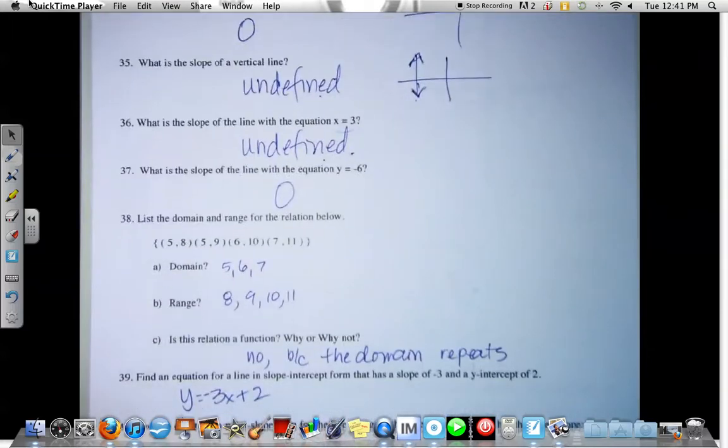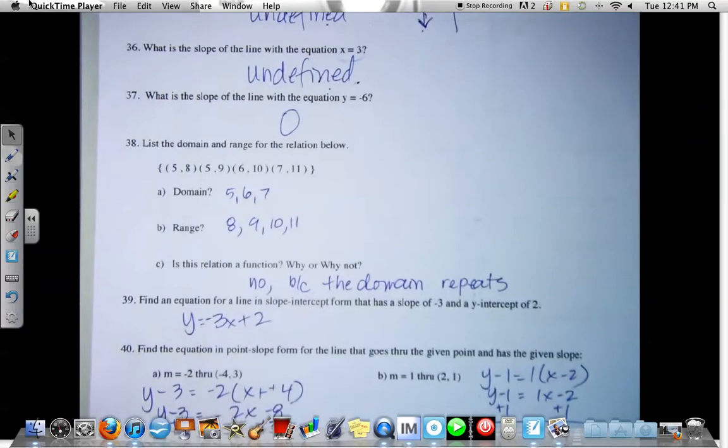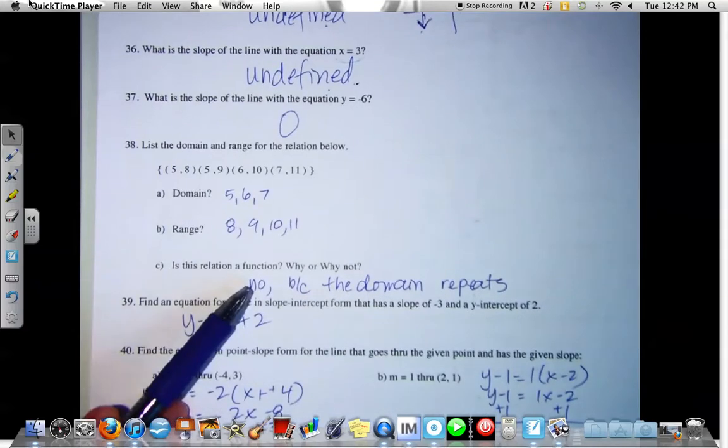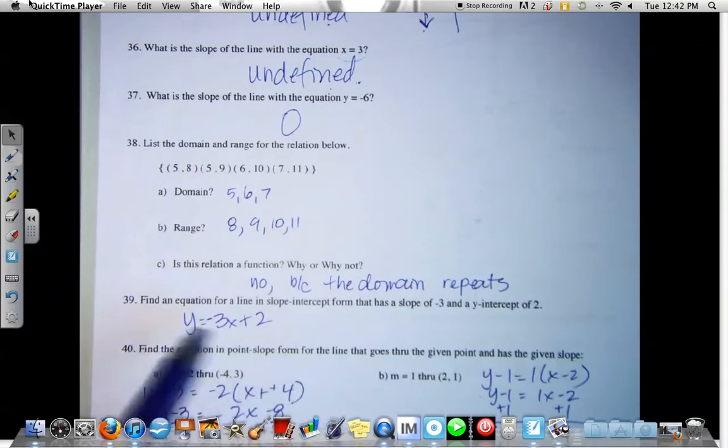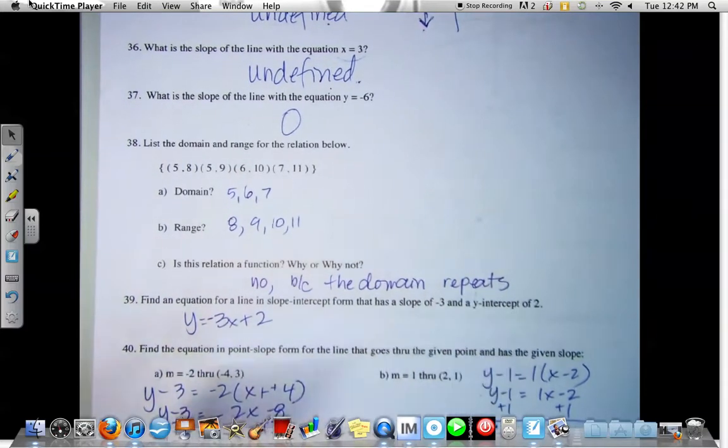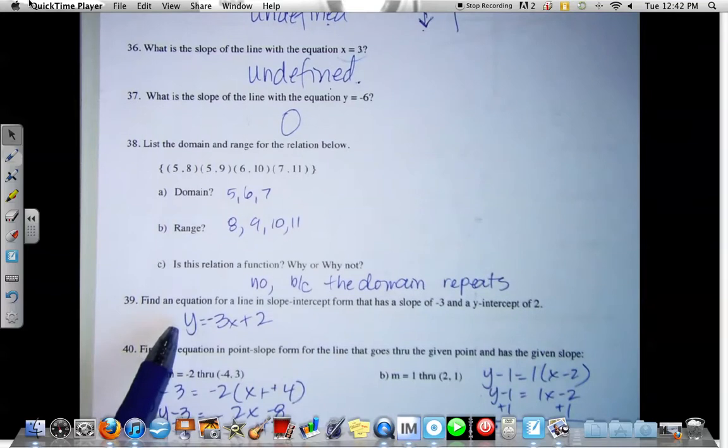38. Domain is 5, 6, and 7. Range 8, 9, 10, and 11. Is this relation a function? No, because the domain repeats. 39. Find an equation in slope-intercept form that has a slope of -3 and y-intercept of 2. Y equals -3x plus 2.